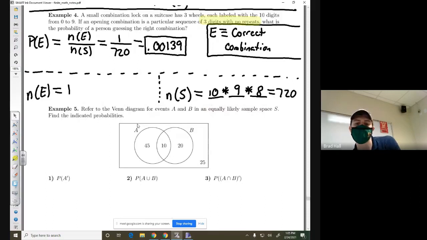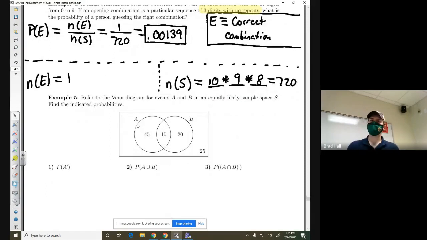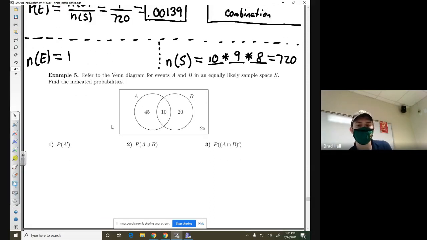Let's move down to example 5, which almost looks like a problem from the very beginning section of this chapter. But refer to the Venn diagram. So it's already filled out for us. So it's not necessarily a sets problem. But notice for parts 1, 2, and 3, there's P in front, not an N, but a P in front, which means they want the probability.